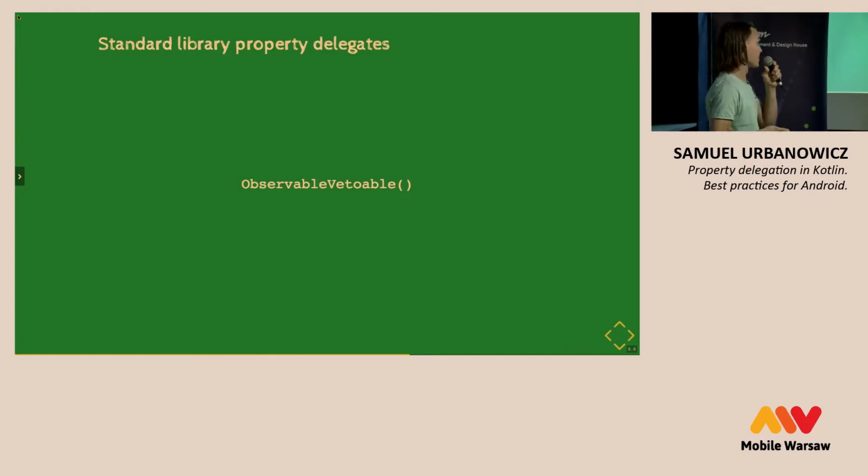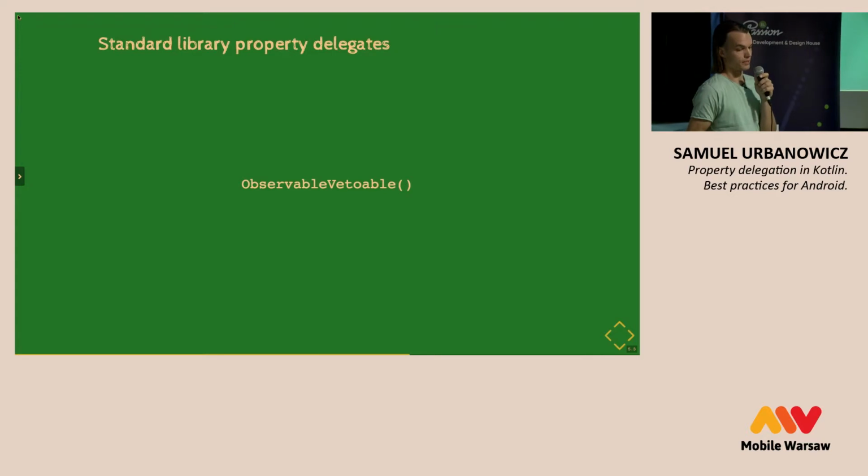Observable vetoable actually doesn't exist in the standard library, but if you'd like to practice writing your custom delegates, you can try to do it at home. I think it would be pretty useful to have it also in the standard library. And we can try to do it by extending the observable class, for example.